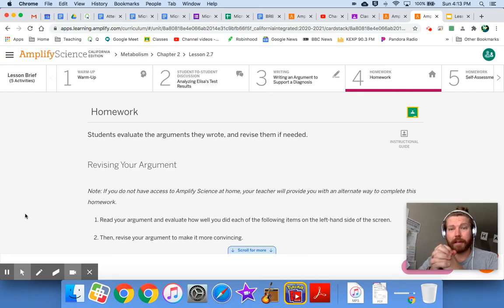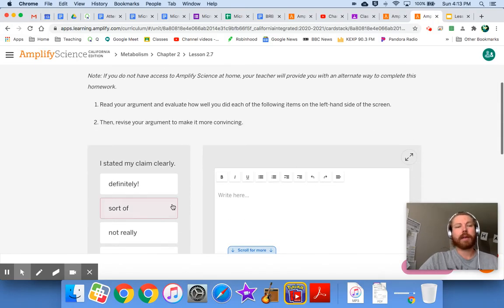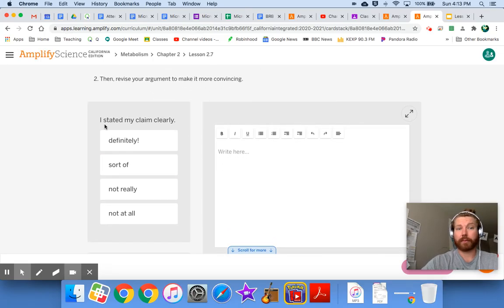Second to last thing is the first part of your homework, revising your argument. Now there's a few questions down here. You've written out your argument for which condition you think Elisa has. You included evidence and you talked about why that evidence matters. So here I want you to basically read your argument again with this statement in mind. I stated my claim clearly.